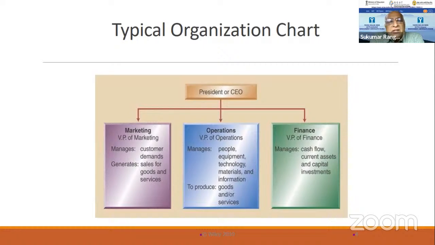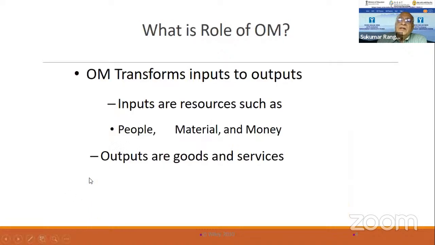Marketing manages the customer demands and generates sales for goods and services. Operations manages the people, equipment, technology, materials, and information to produce goods and or services. And finance manages cash flow, the current assets, and capital investments. And of course, compliances, which are a part of today's ecosystem.